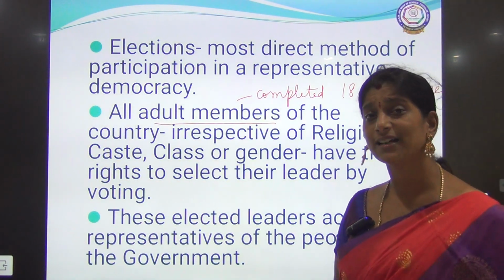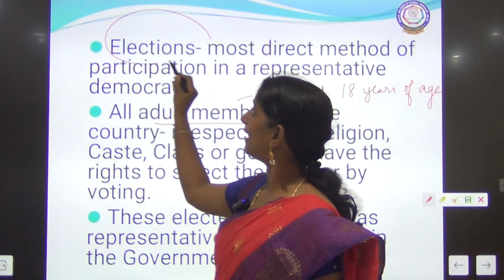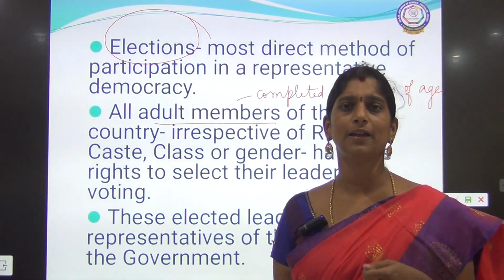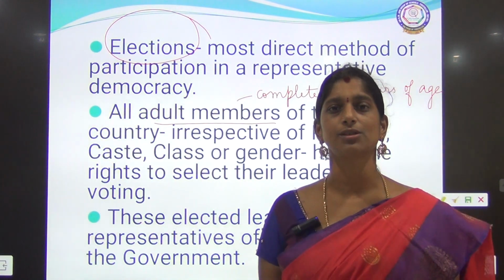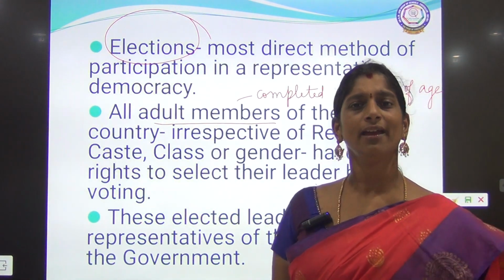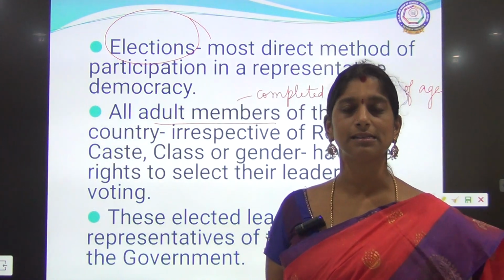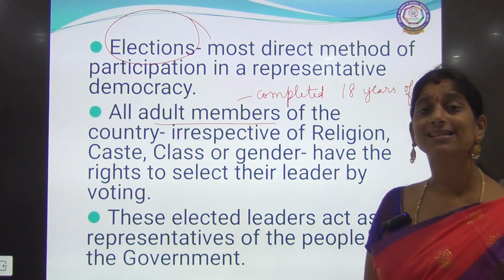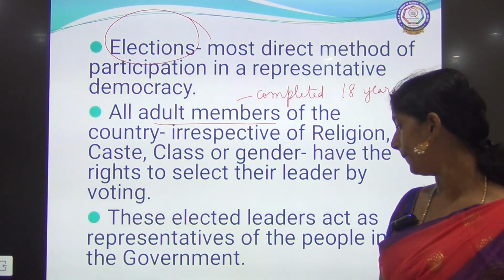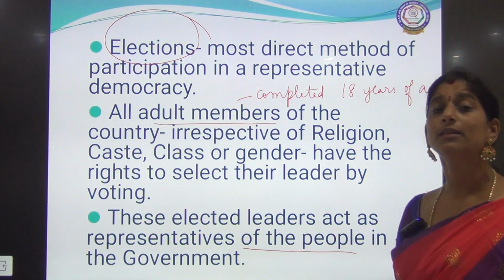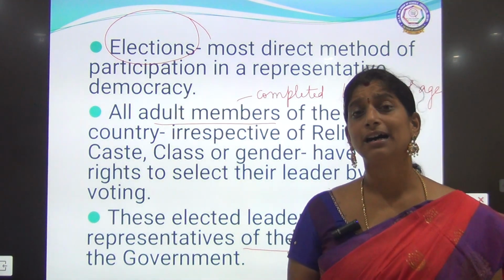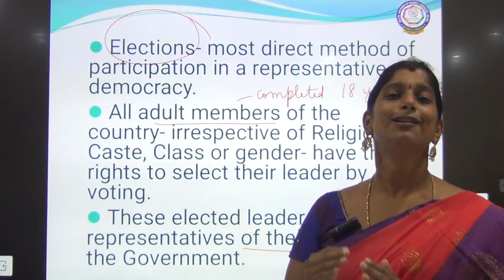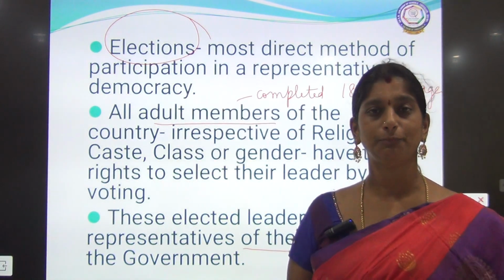How do they participate then? They participate through elections. Not everyone will participate directly by getting into the political grounds, right? We participate in election just by voting. We want to choose our representative, so we vote. These elected leaders act as the representatives of people. This is very important. In democracy, the leaders are the representatives of the people, and they just continue running the government on behalf of people. Clear?